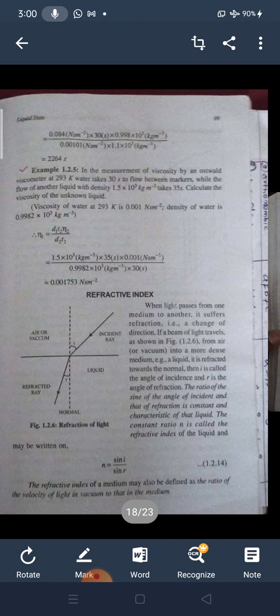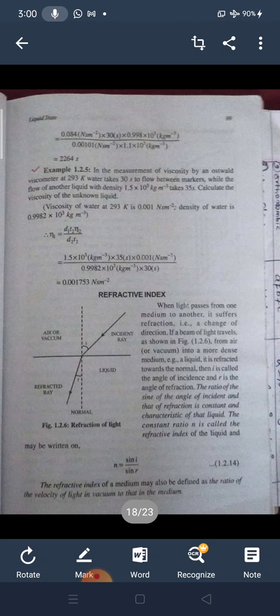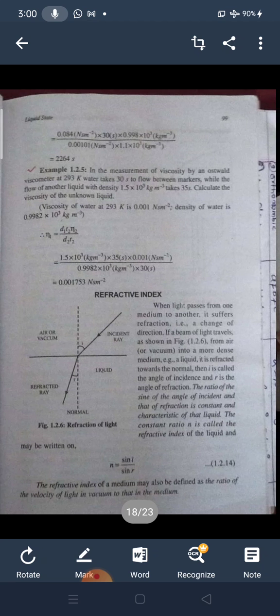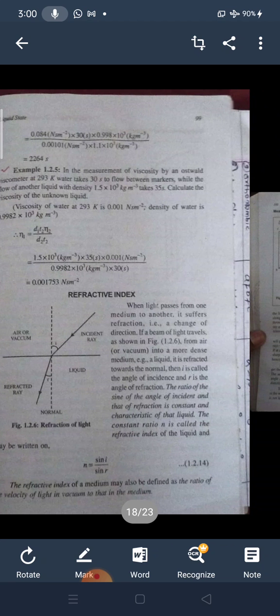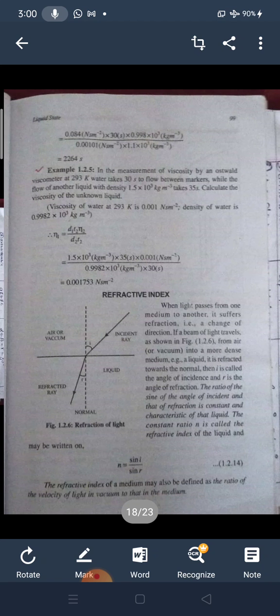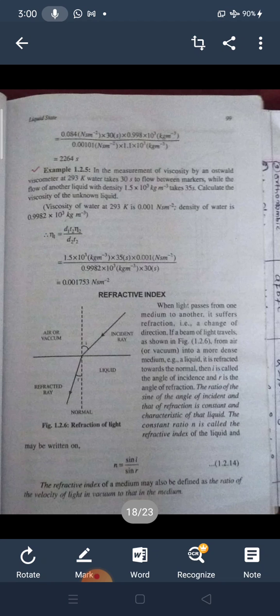The ratio of the sine of the angle of incidence and that of the refraction is constant and characteristic of that liquid. This constant ratio n is called the refractive index of the liquid. That is, n is equal to sine i by sine r. That is the refractive index of a medium. It may also be defined as the ratio of the velocity of light in vacuum to that in the medium. You can remember that, it may come for the MCQs.